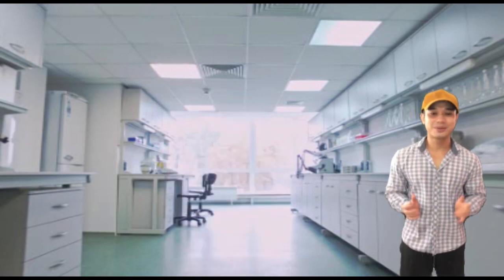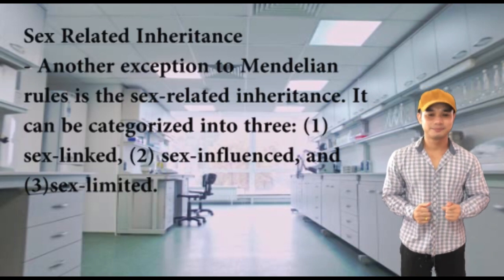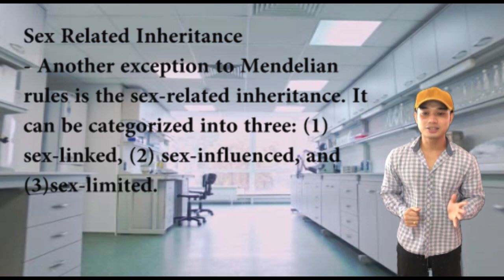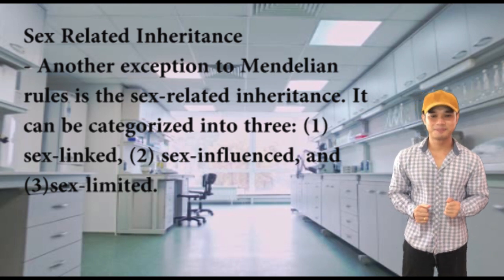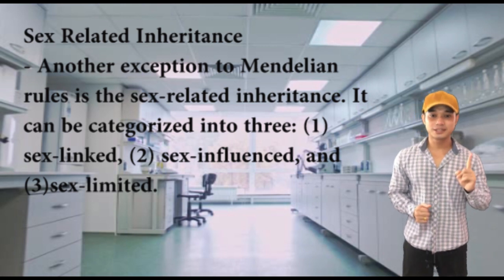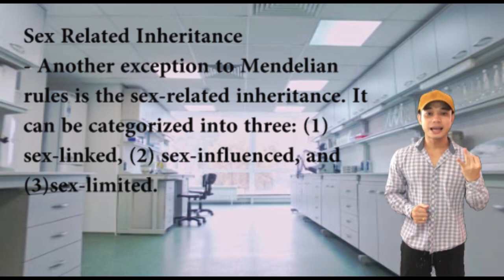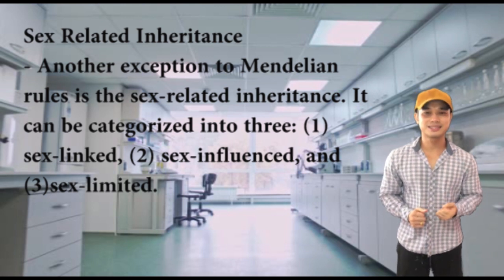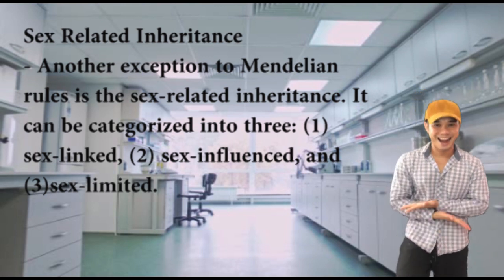Now here is the sex-related inheritance. Another exception to Mendelian rules is the sex-related inheritance. It can be categorized into 3. First is the sex-linked, second is the sex-influenced, and third is the sex-limited.